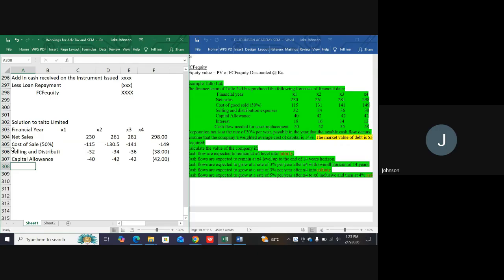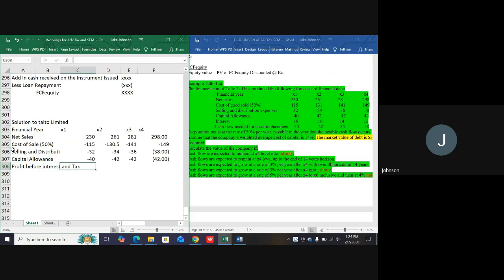Then the next thing we want to do is, yeah, interest also. Interest is also here. But let us not forget that we need to get profit before interest and tax. So there's interest there, but we need to get profit before interest and tax. So let's quickly get our profit before interest and tax.